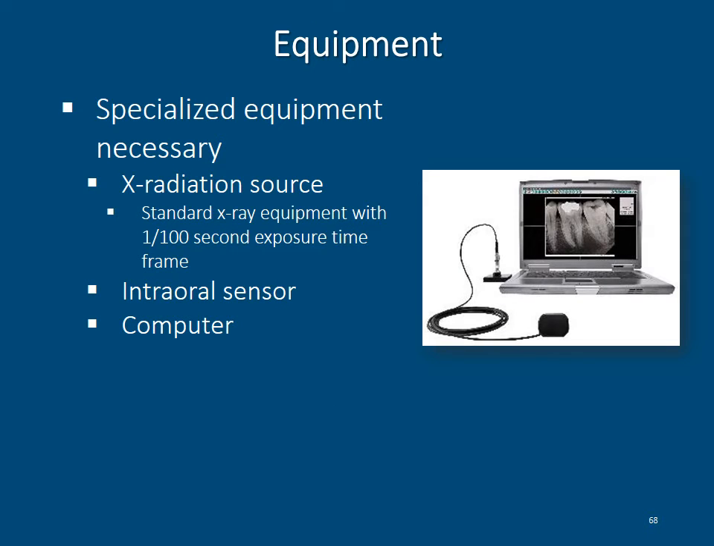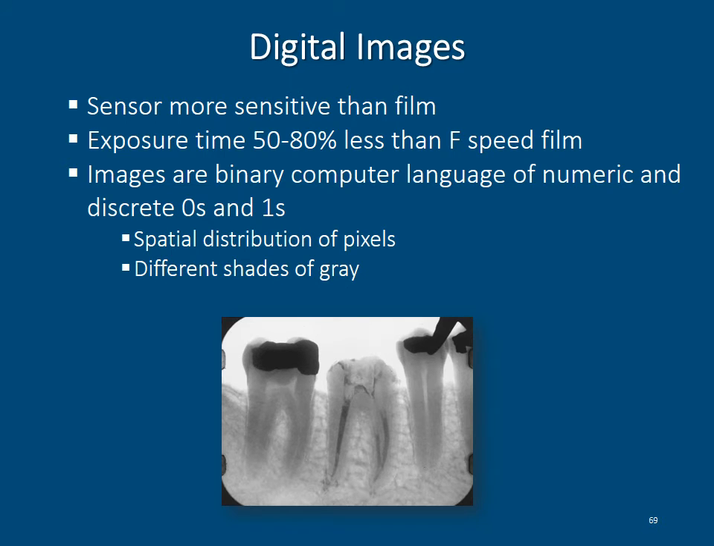The specialized equipment that is needed is the intraoral sensor and the computer, and of course an X-ray source. Standard equipment with the X-ray machine doesn't require any special change other than to reduce the exposure time. The sensor is much more sensitive than regular film. Exposure time is reduced by 50 to 80% when compared to F-speed film.